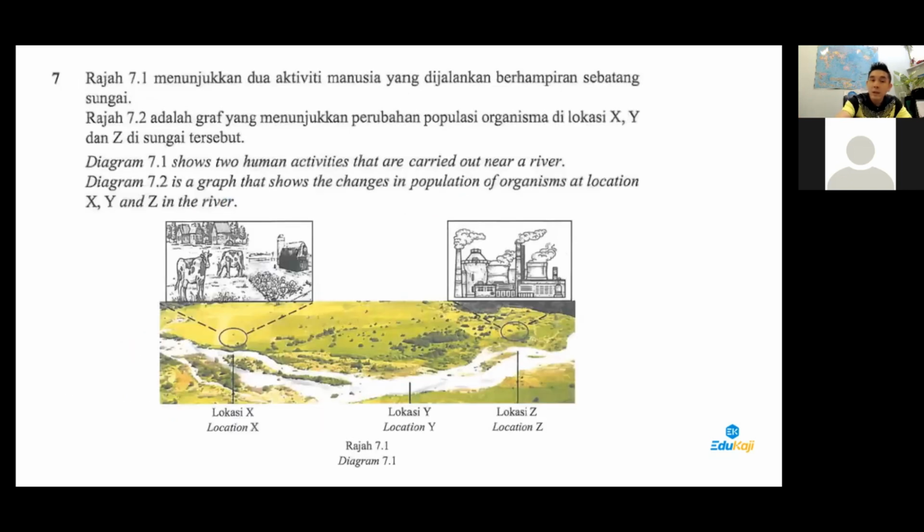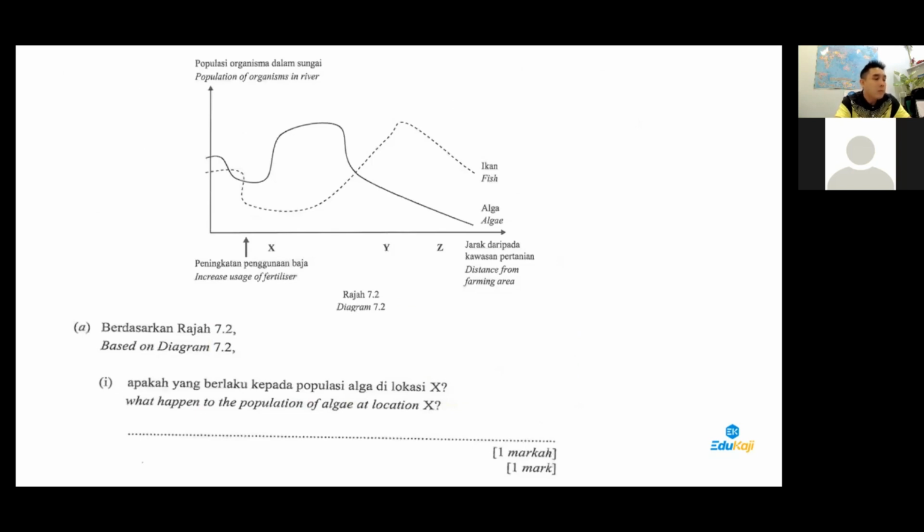Okay, next one here. Guys, we are obviously looking at pollution. Form 5 Bab 10. And then they show you a graph. Guys, using fertilizer in your brain, the moment you see fertilizer, what is the key process? Eutrophication, meaning algae bloom.